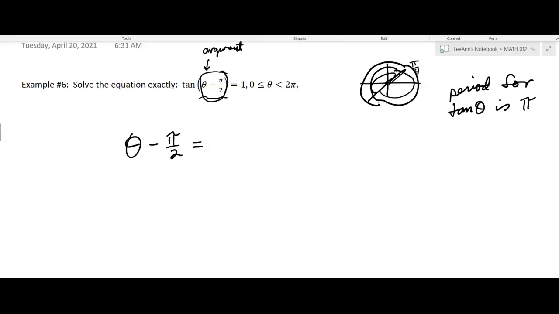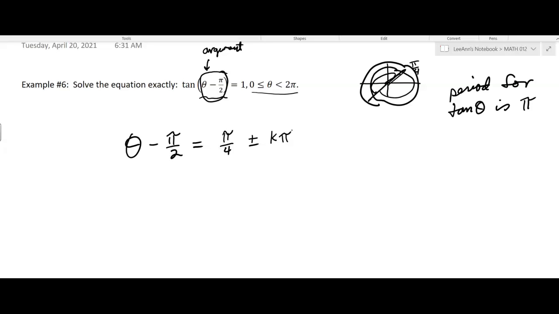They don't ask for all possible solutions. They ask for theta to be between 0 and 2 pi. So we're going to get pi over 4 plus or minus some integer of pi, so k pi. Why is it pi? Because that's the period for tangent. It's not 2 pi this time because we have a tangent.